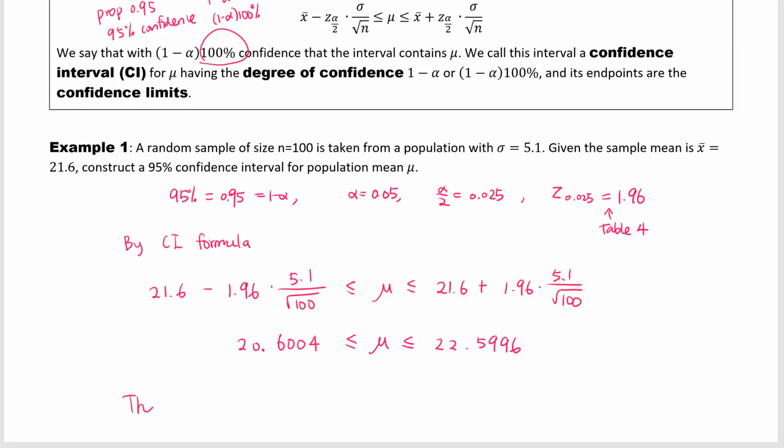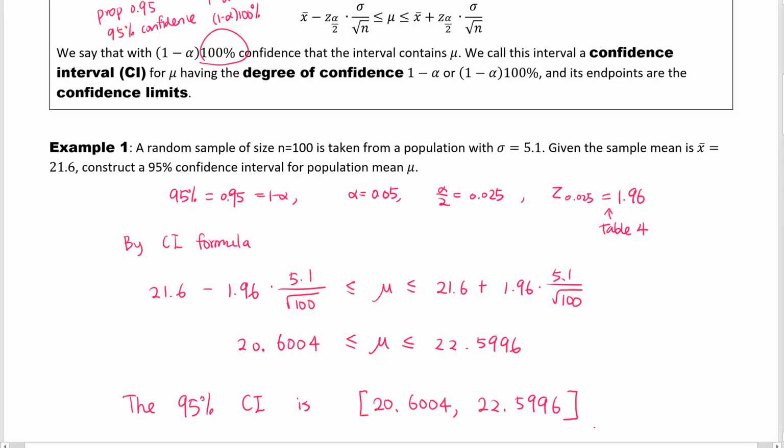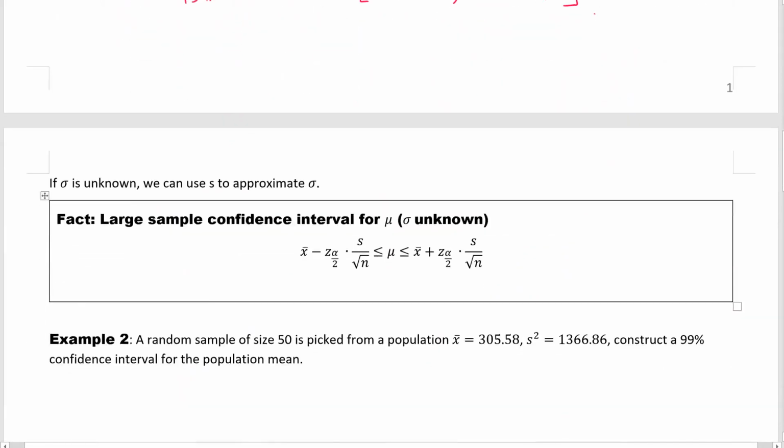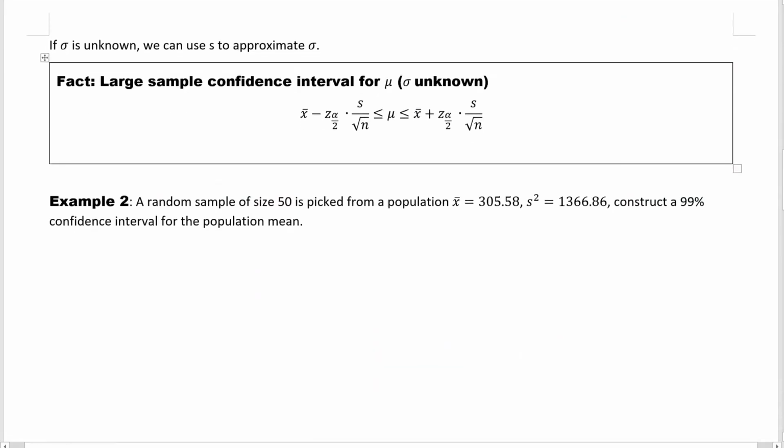Yeah, so we answered the problem: the 95% confidence interval is 20.6004, 22.5996. Okay, so this is how we answer the problem. So far, so good, everybody? Okay, let's continue. Second case, what if we don't know sigma? We don't know the population standard deviation. Then we use the sample standard deviation to approximate it. Okay, so the formulas are almost the same, just replace sigma by S.